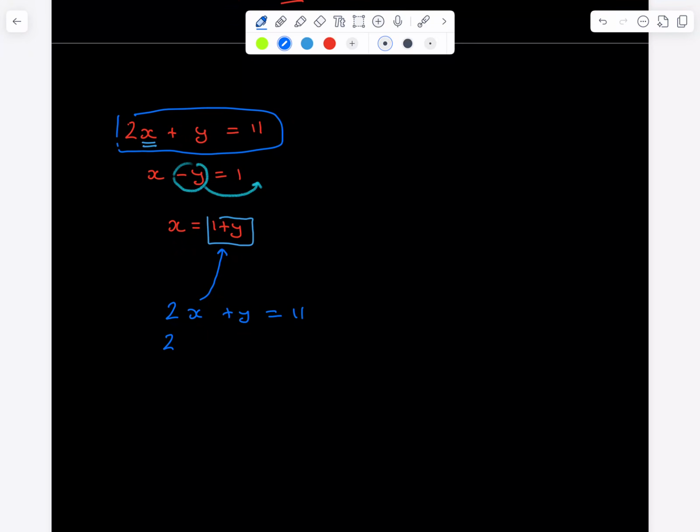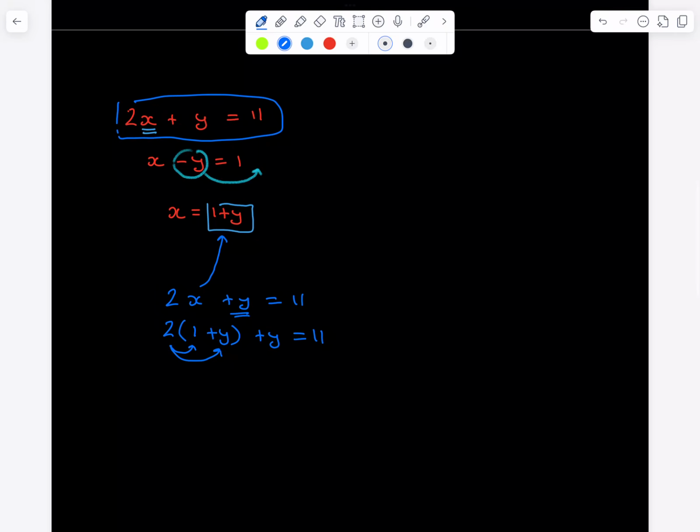So I'm going to say 2 because that still holds there. And then we're going to use our brackets. And we're going to put in 1 plus y because that's what x is. We still have that. So plus y and it equals 11. So this is where the fun begins. You've got a 2 outside brackets, which means you multiply everything in the brackets by whatever's outside. So you're going to do 2 times 1, which is 2. And 2 times y, which is 2y, then you've still got this y equals 11.